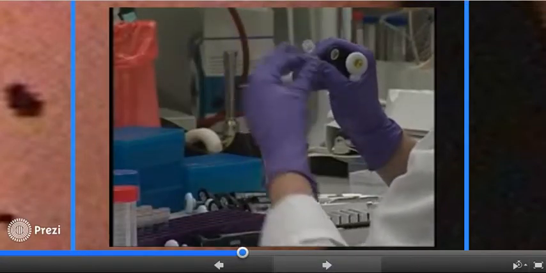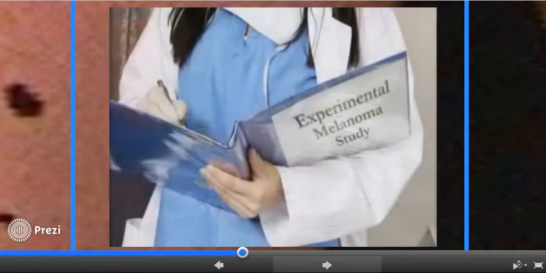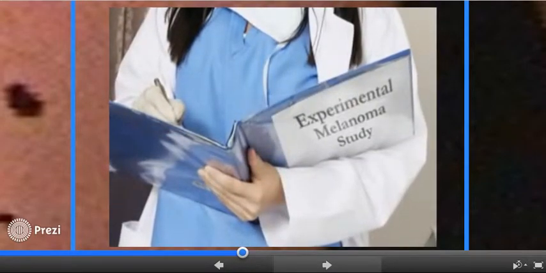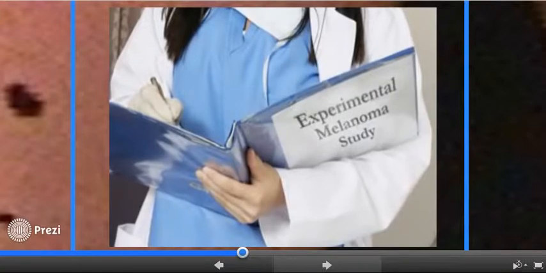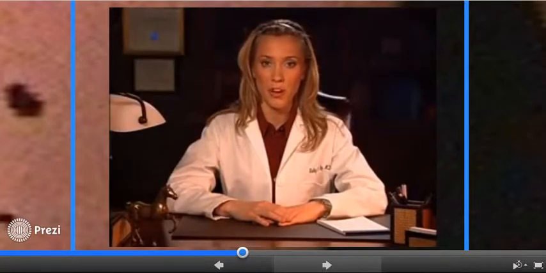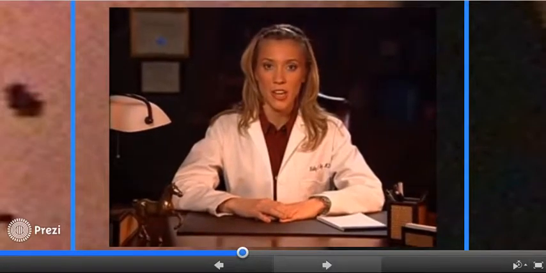Research is currently underway to find new treatments for melanoma. Sometimes patients with advanced melanoma opt to participate in experimental trials to help find new cures. Melanoma can be frightening, but there are a number of treatments to help patients get the care they need. Please talk to your doctor about the treatment that is best for you.